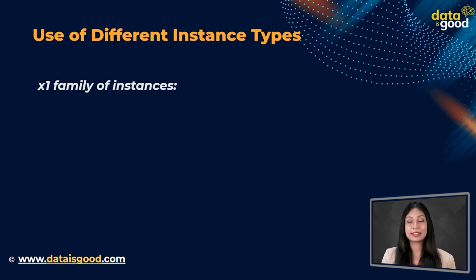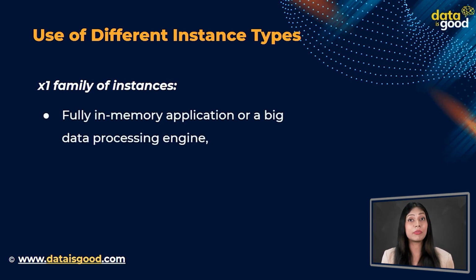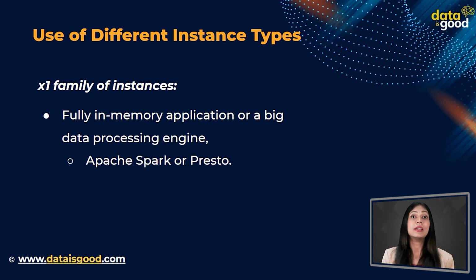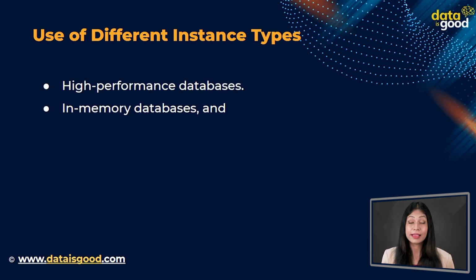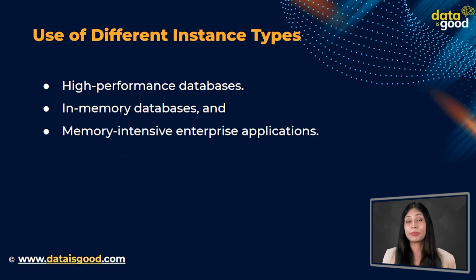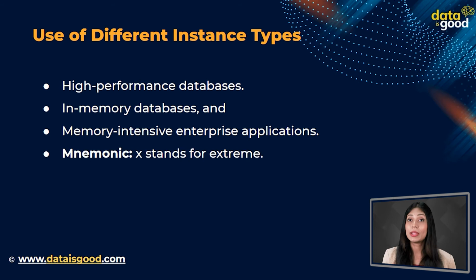X1 family of instances. The X1 family has a much higher memory ratio. It is a wise option if we have a fully in-memory application or a big data processing engine like Apache Spark or Presto. The X1E is designed for high-performance databases, in-memory databases, and other memory-intensive enterprise applications. Mnemonic: X stands for extreme.